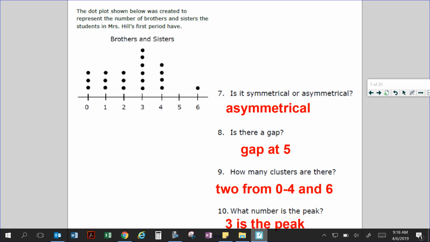Is it symmetrical or asymmetrical? Symmetrical means the left side looks like the right side. Asymmetrical. Is there a gap? There's a gap right here, opening at 5. How many clusters are there? There are 2, one from 0 to 4 and one just at 6. What number is the peak? The peak is at 3.